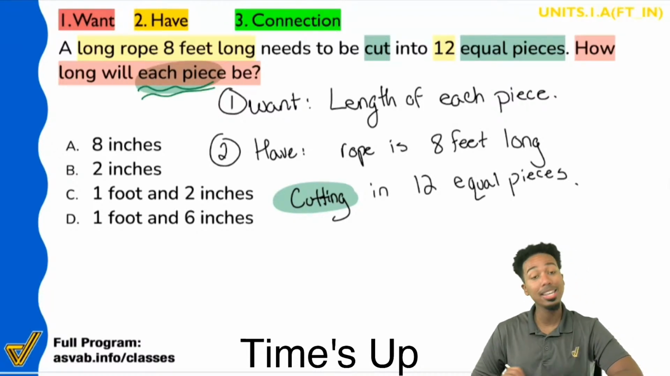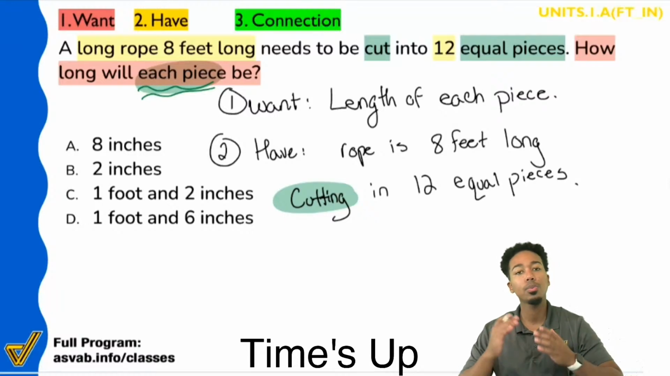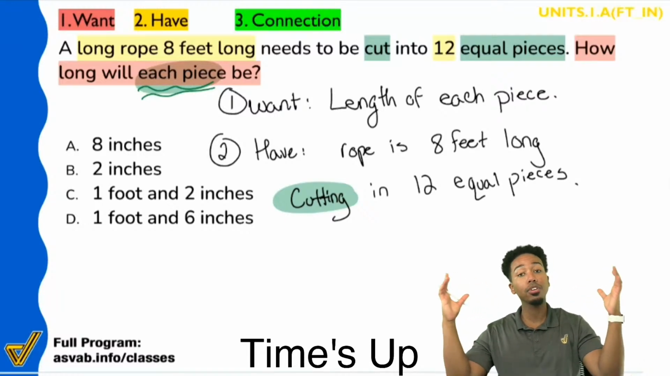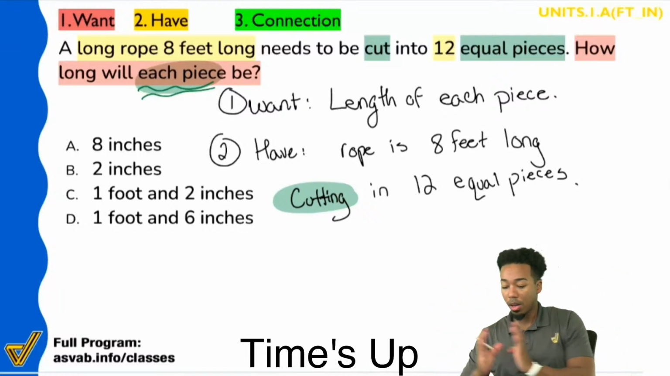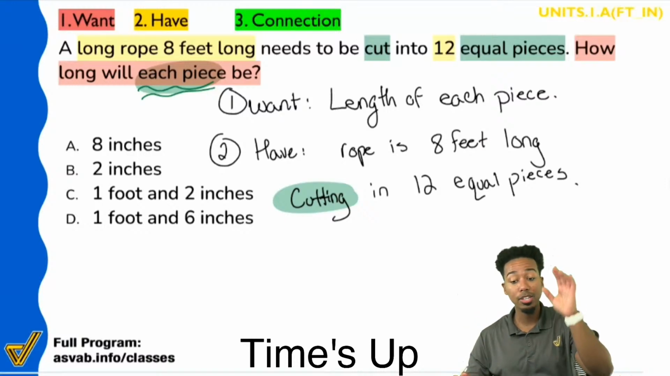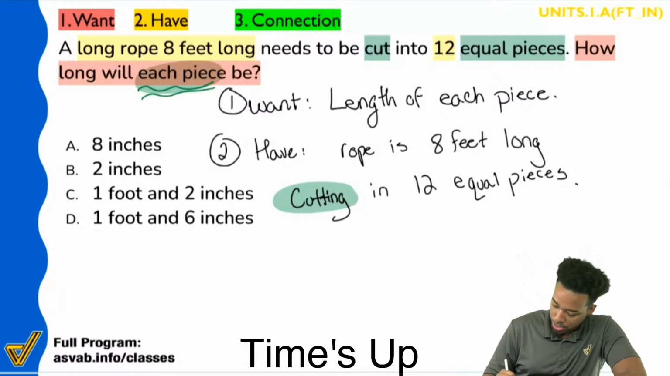So what does that tell me is the connection? Like I've been hinting at this whole time. We are saying that we're trying to divide. We're trying to split up and divide and cut that 8 foot long rope into 12 equal pieces. So we are dividing. Everybody, yes or no? Do you agree with me? All right, cool. Sounds great. So then we're going to set it up. Step 3, the connection. Let's set it up.